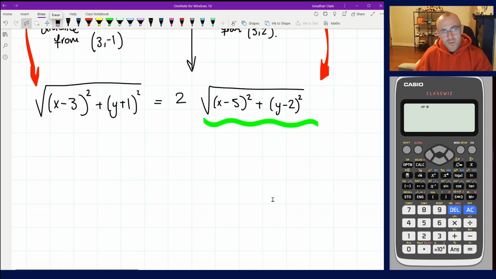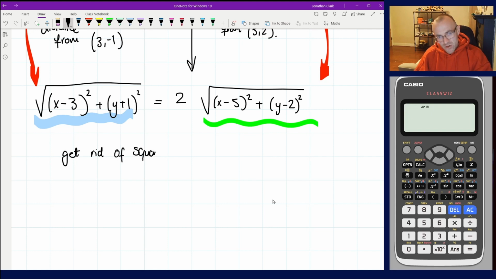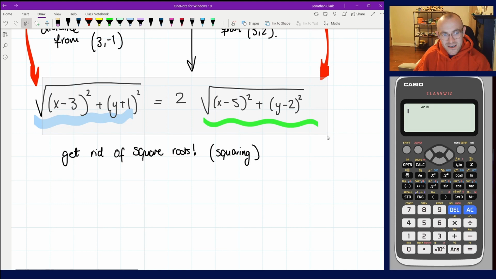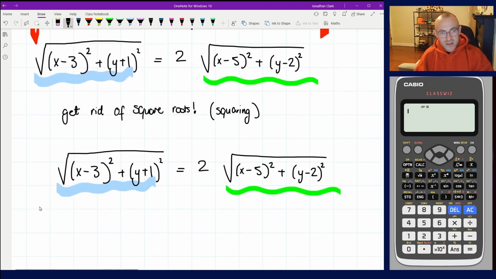Right, this is what we're dealing with now. Two distances related in this way. The square roots don't look very nice. So I think the immediate plan would be to get rid of the square root terms. And we do that by squaring. We're going to square both sides. So when we do that, if I just copy and paste this, I'm going to square both sides.